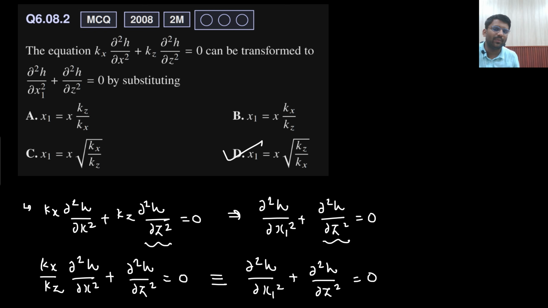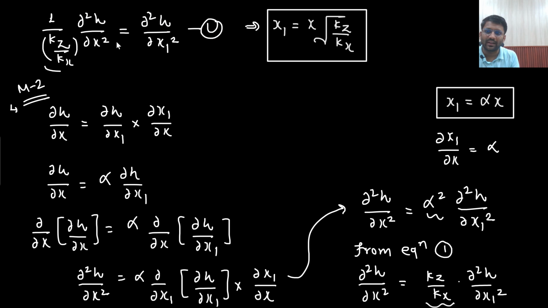So without any formula, no concept of partial differential equation, pure understanding. First I got to know that they are equal, they are the same. So this I have equated. From here only, if someone can think, then he can think that x1 is coming out to be under root kz by kx equals to x. Here only it is done.